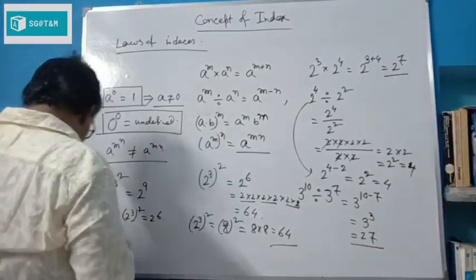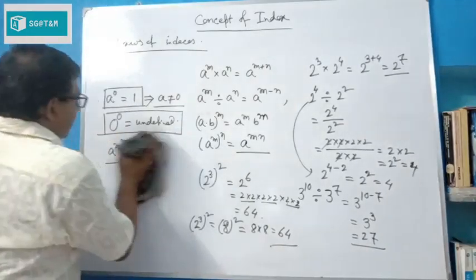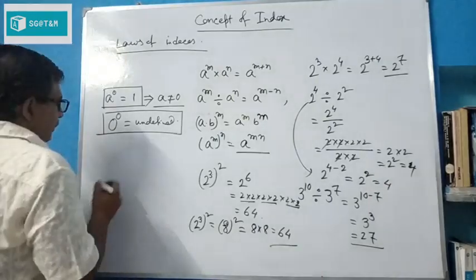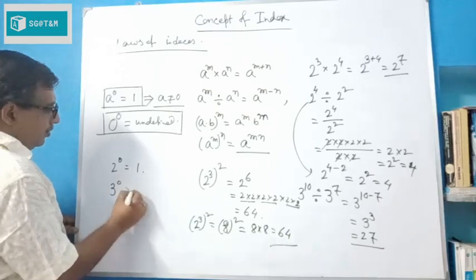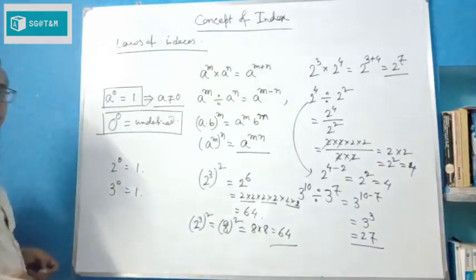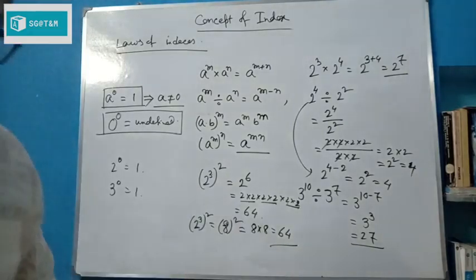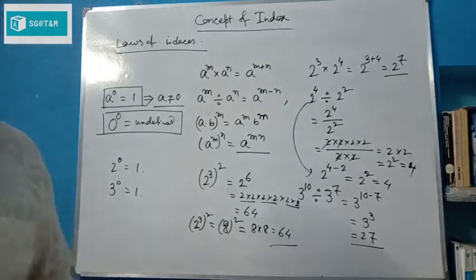That means if we find 2 to the power 0, it is equal to how much? 2 to the power 0 is 1. 3 to the power 0 is also 1. Just 0 to the power 0 is undefined. Other than 0, something to the power 0 is always 1. Is it clear?